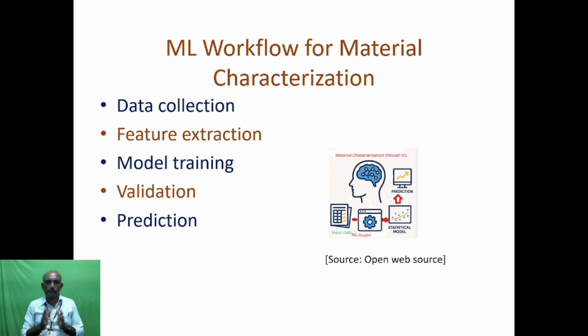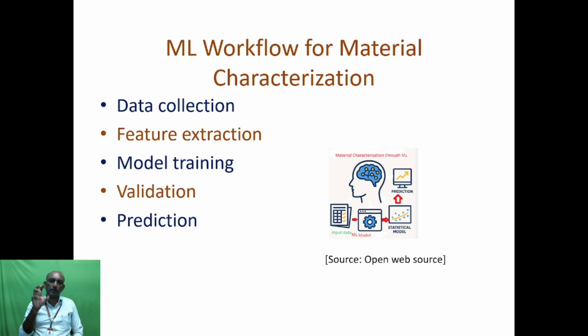And what is the input value, what is the target value, and what type of machine learning, supervised or unsupervised, do we go for in the material characterization. All these parts are very important. Next is model training. If we choose supervised learning, there are linear regression, support vector machine, support vector regression, and decision trees. Many algorithms are there.